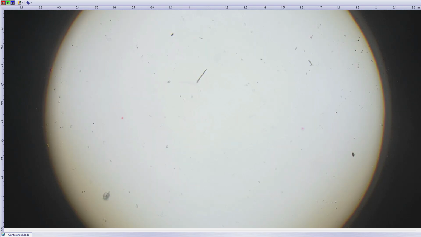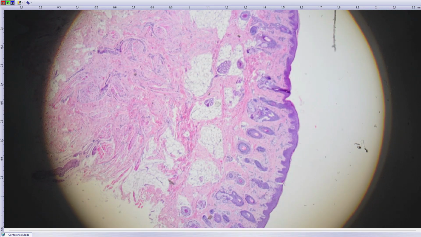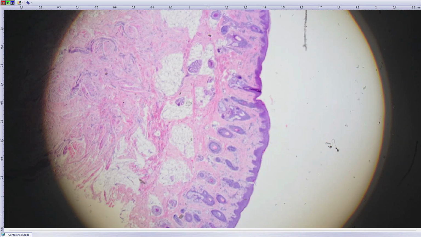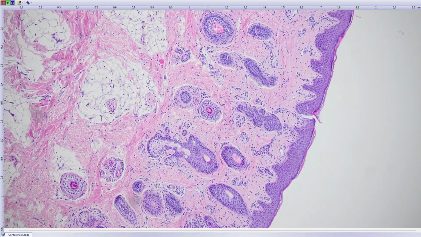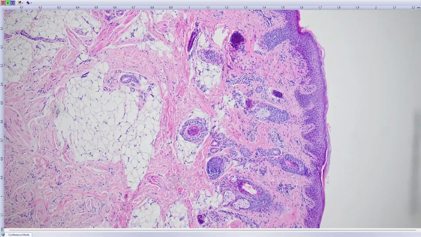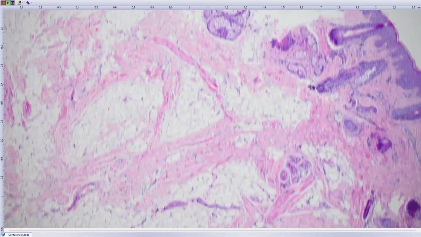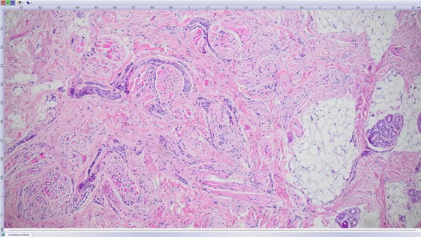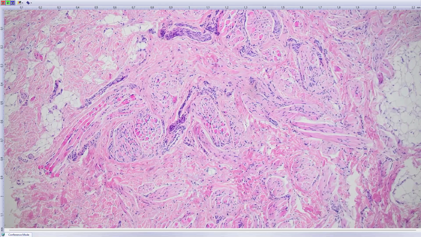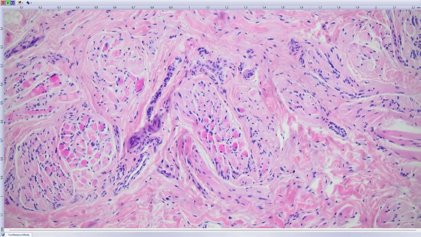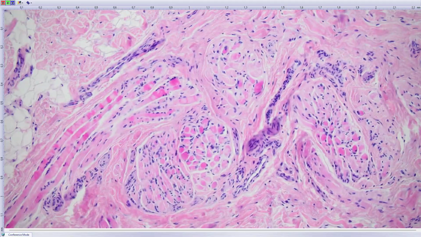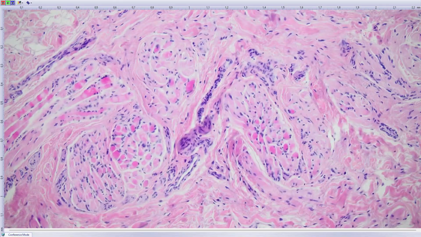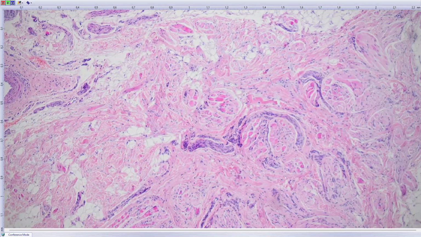So next case is a 2-year-old boy with a small lesion on his chin, in the skin. So there's normal epidermis, of course, and in the dermis we see this funny mixture of basically skeletal muscle and nerve tissue, also some adipose tissue there.